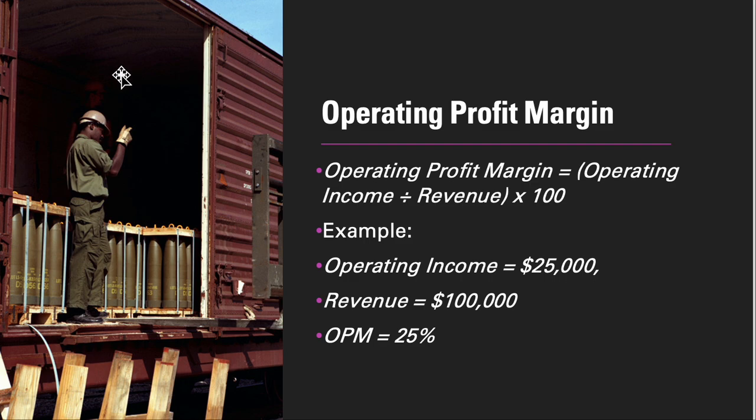Now, let's talk about operating margin. This ratio focuses on a company's core operations by excluding non-operational items like taxes and interest. Operating profit margin is equal to operating income divided by revenue multiplied by 100. For example, if a company's operating income is 25,000 and the revenue is $1 lakh, then the operating profit margin would be 25,000 upon $1 lakh, that is 25%.